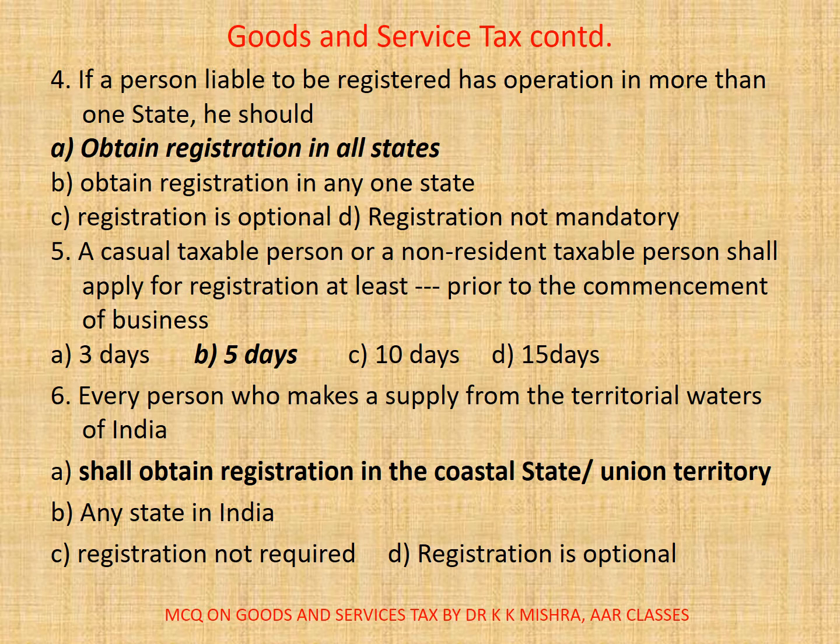6. Every person who makes a supply from the territorial waters of India: A. Shall obtain registration in the coastal state or union territory. B. Any state in India. C. Registration not required. D. Registration is optional. The correct option is A. Shall obtain registration in the coastal state or union territory.